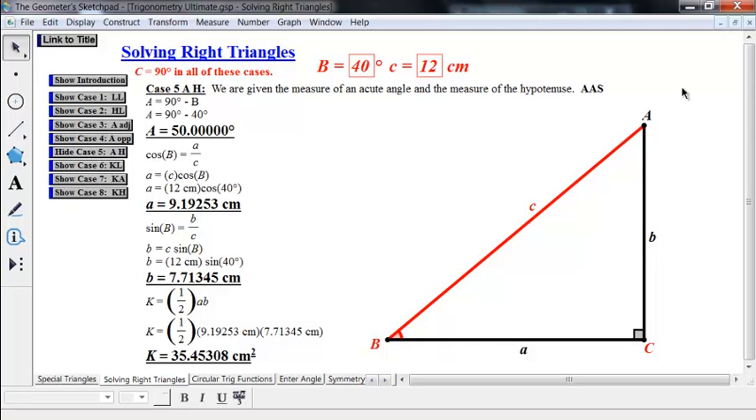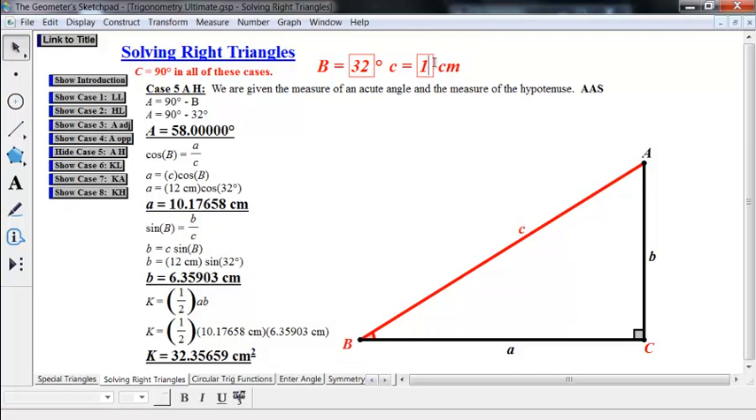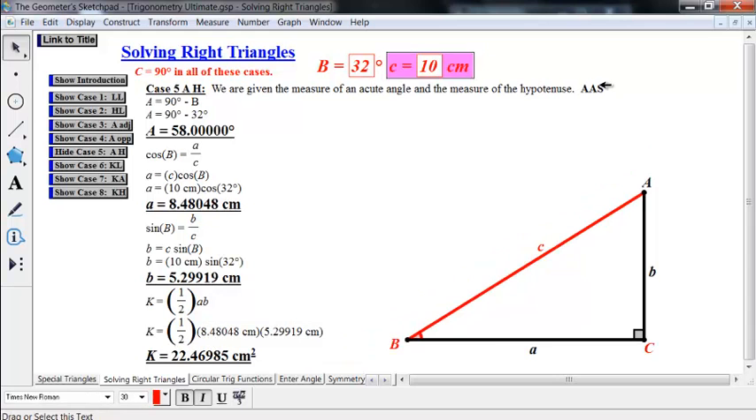So let's change the angle to, let's see, how about 32 degrees, and let's let C be 10 centimeters. 32 degrees and 10 centimeters. Press pause now. Okay, you're back. Hopefully you've worked this. You're going to get a lot more out of this if you will work them yourselves. 32 degrees and 10 centimeters.